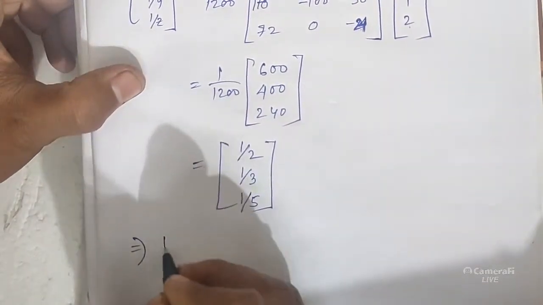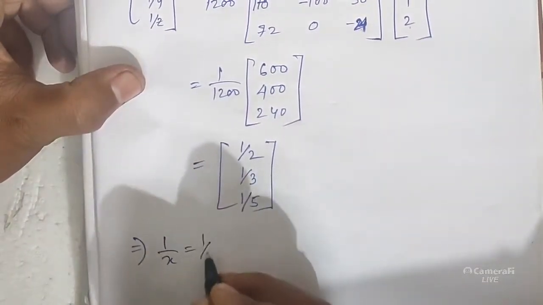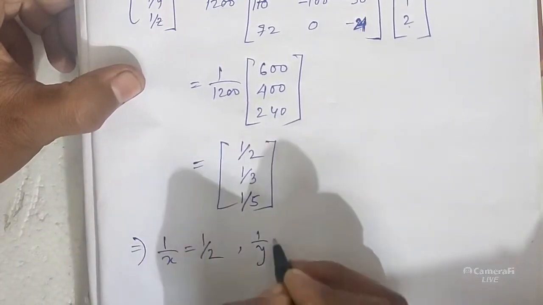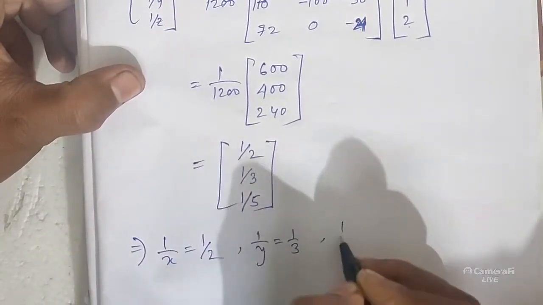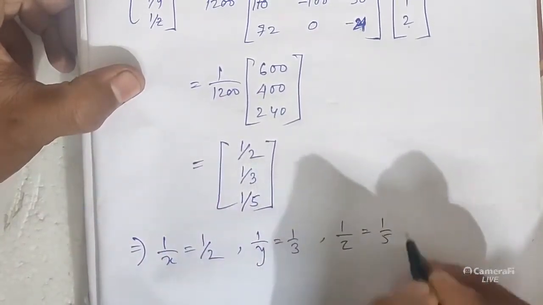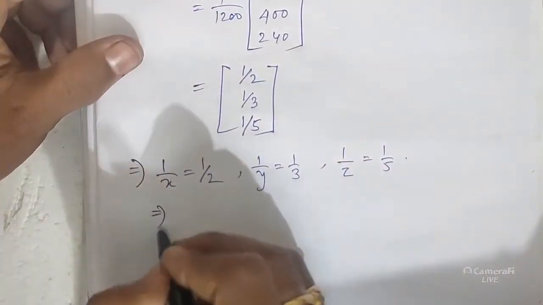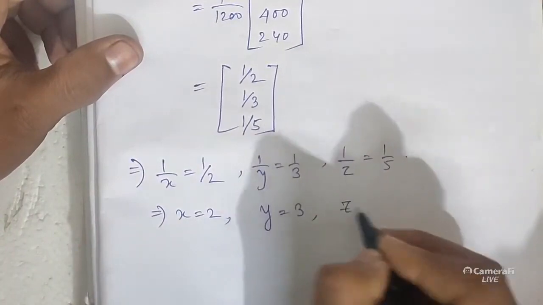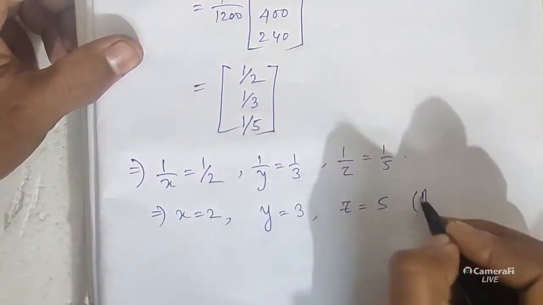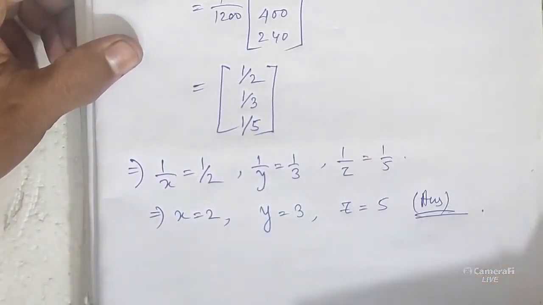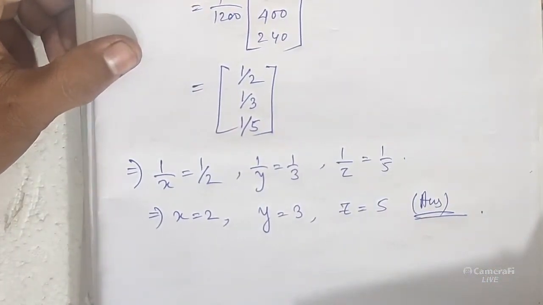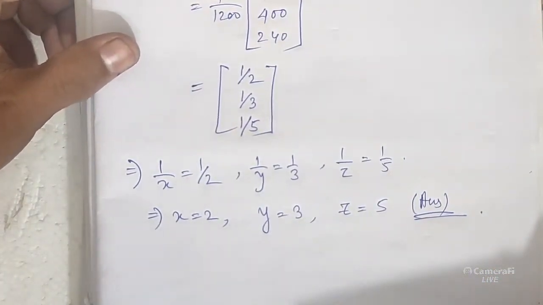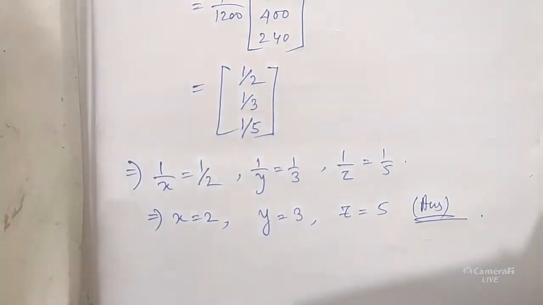So this implies 1 by x equals 1 by 2, 1 by y equals 1 by 3 and 1 by z equals 1 by 5, which implies x equals 2, y equals 3, z equals 5. This is the answer. So in this way we have to solve the questions, whenever the variables are given in fraction.